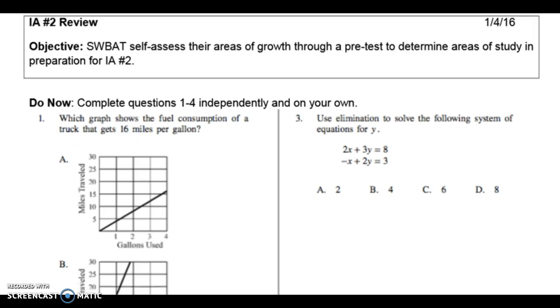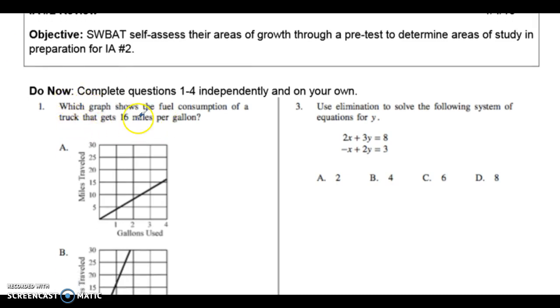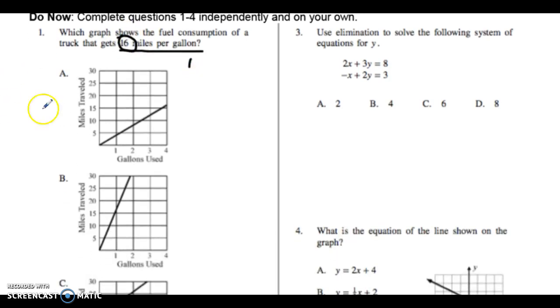The first question in the do now asks us which graph shows the fuel consumption of a truck that gets 16 miles per gallon. When we're talking about miles per gallon, that's a rate. To match one of these graphs to the rate, I just have to find the graph that represents 16 miles per gallon. So for example, if there's 1 gallon, there should be 16 miles. Which one of those graphs shows that?